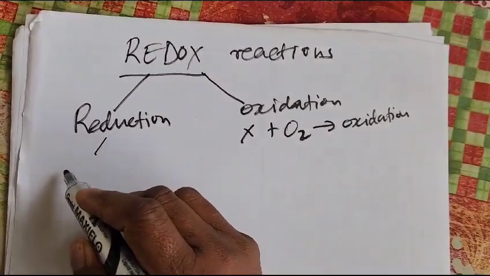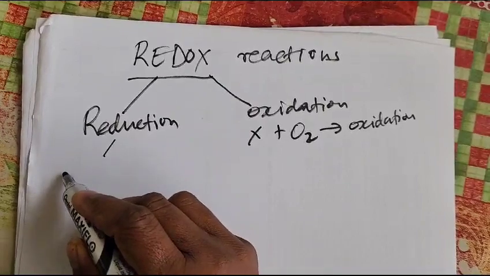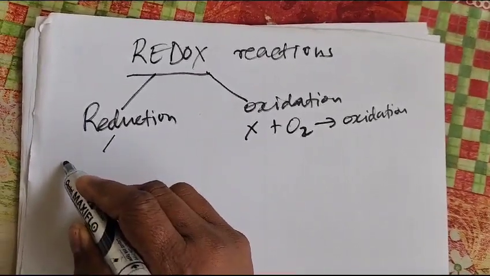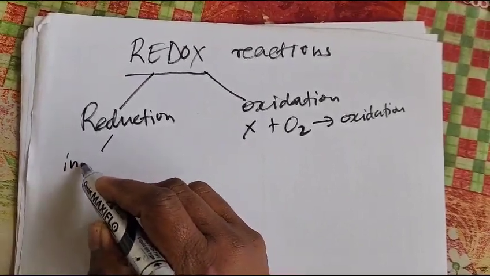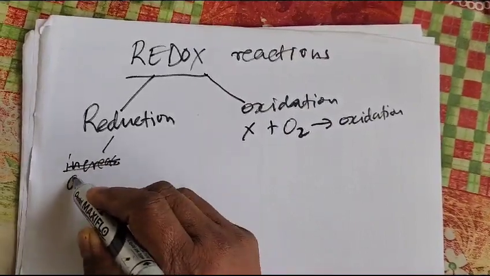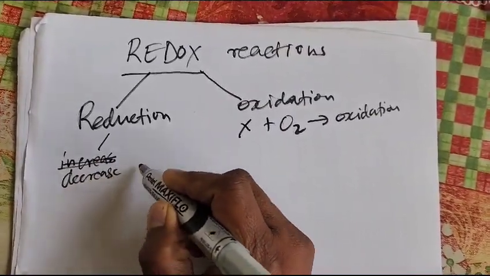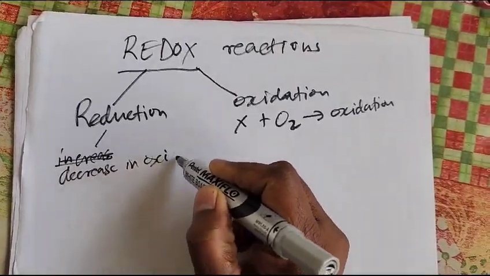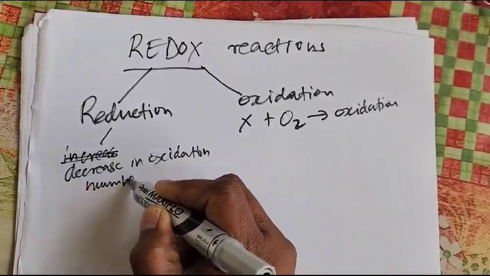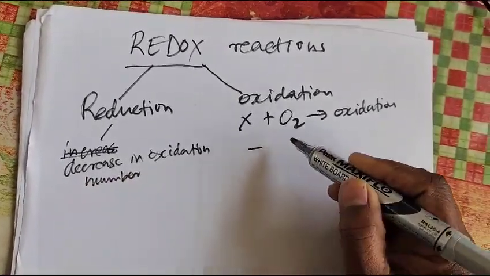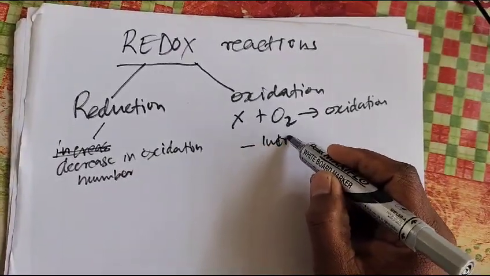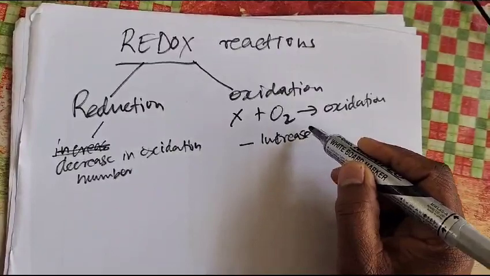Reduction in simple terms, in terms of oxidation numbers, is a decrease in oxidation number. We'll draw the number line for that. And then oxidation is an increase in oxidation number.